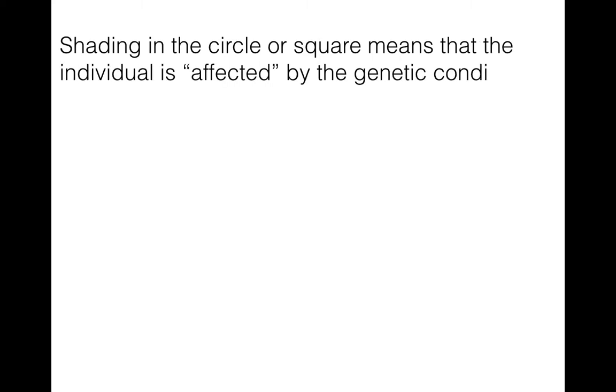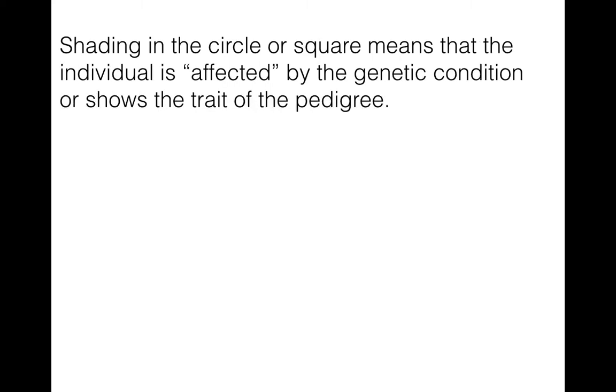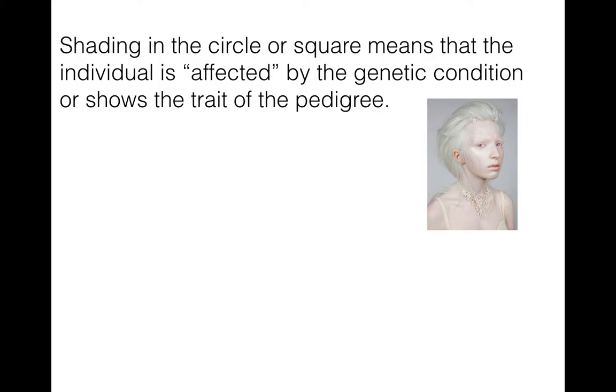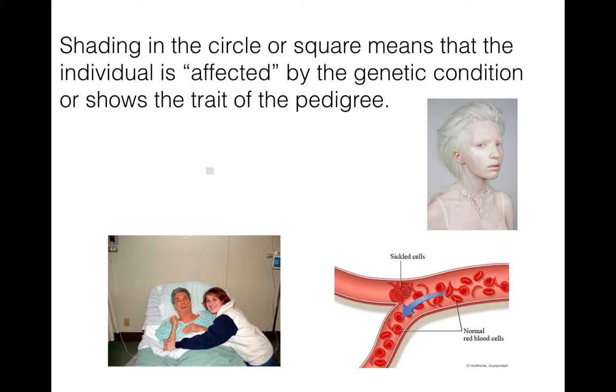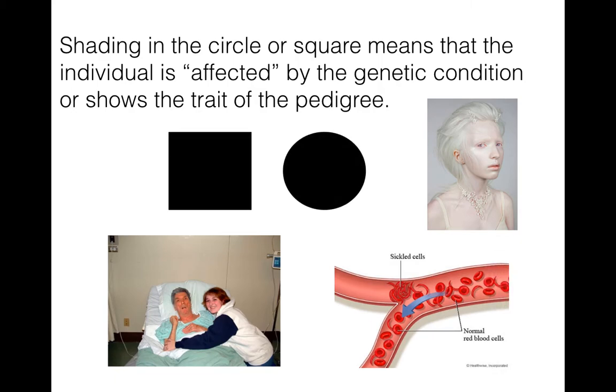Shading in the circle or square means that the individual is affected by the genetic condition or shows the trait of that pedigree. So if we're studying albinism, all of the shaded in squares or circles would be people who are albino. If we were studying Huntington's disease, all the shaded in squares or circles would be those people that have Huntington's disease, anemia. A shaded in shape means they have the disease.